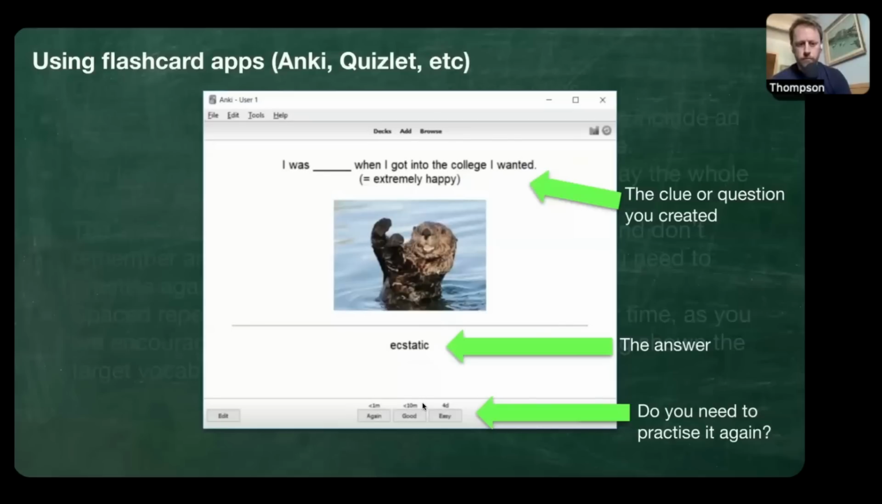So if it was easy to remember, the flashcard app will show you this card again in 4 days' time. If you found it pretty good, then it'll show you again in about 10 minutes if you keep using it. And if you didn't get it right, click this one, it'll show you that card again in a minute, right? So the ones you remember, it gives you a lot more time before it shows them to you again and reminds you what they are again.